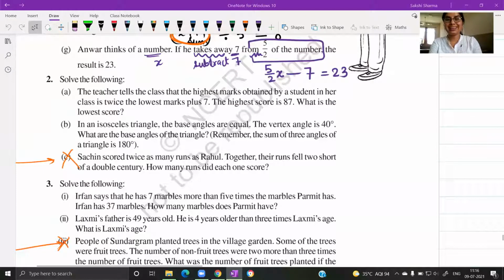Okay, Monday, there are only 26 students present in the class. Okay.